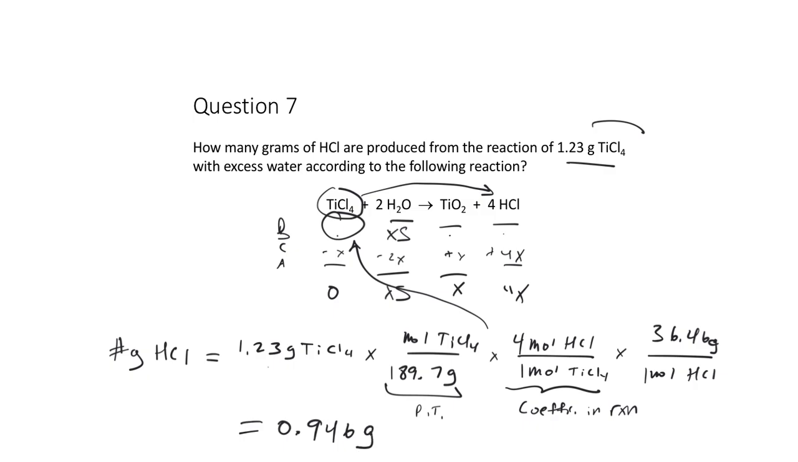Sig figs real quick, 3 sig figs. We had 4, that's good enough. These are exact numbers from counting, so we're not rounding to 1 sig fig from our coefficients. And we have 4 digits on our conversion here. So we're just using enough digits on our molar masses so that they don't cause us to round from them. So we keep 3 digits here on our answer, 0.946 grams.